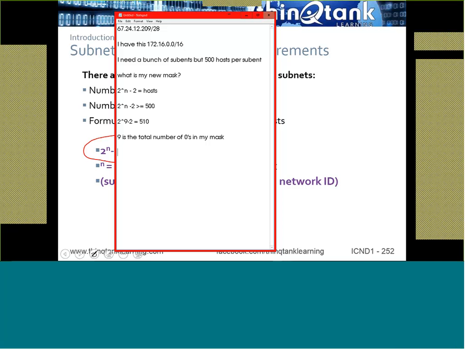It's simple. How many bits exist in a mask? Period. How many bits exist in a mask? 32. There are 32 total bits in a mask, right? If 9 of them are zeros, then what must the rest of them be? Ones. Because a mask is only ones and zeros. So if 9 of the bits are zeros, then the rest must be ones. What is 32 minus 9?